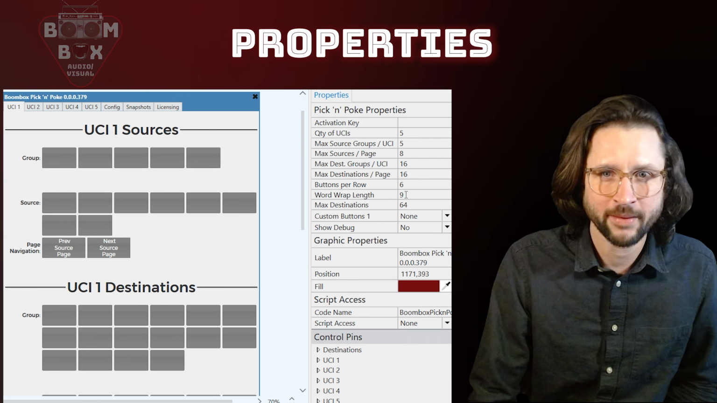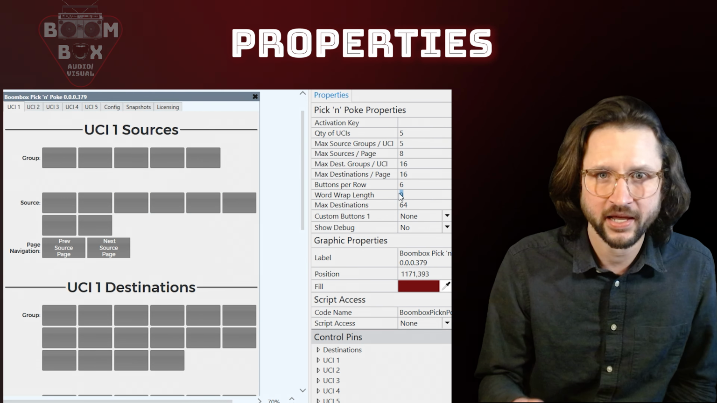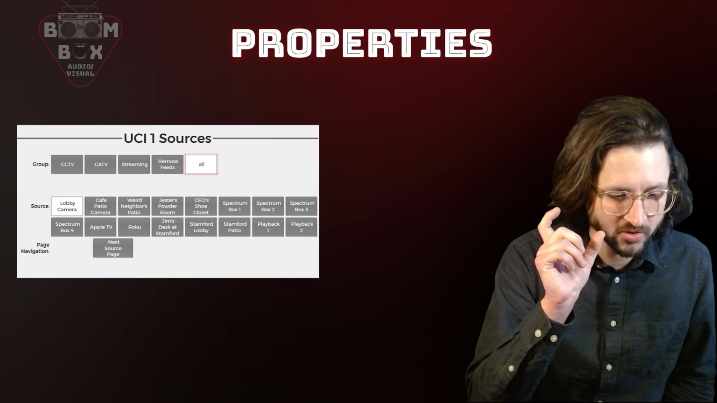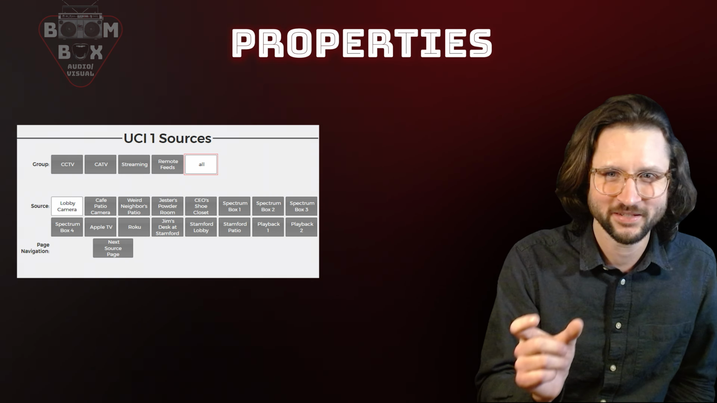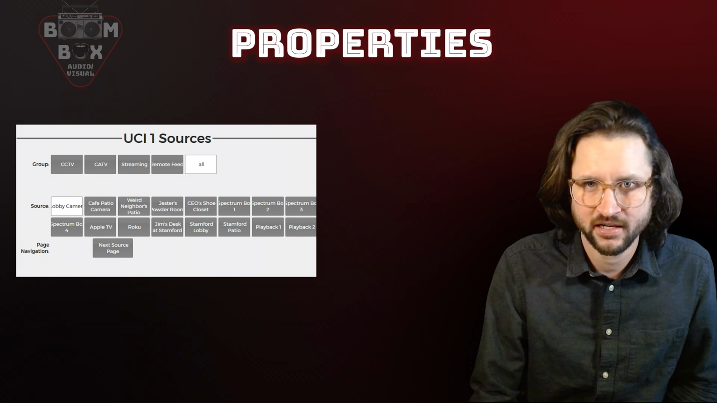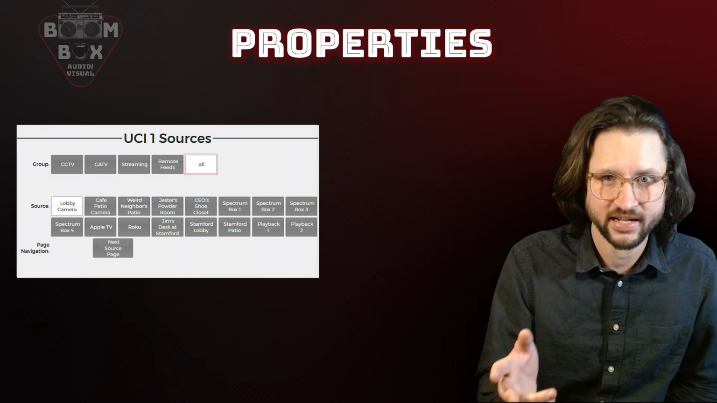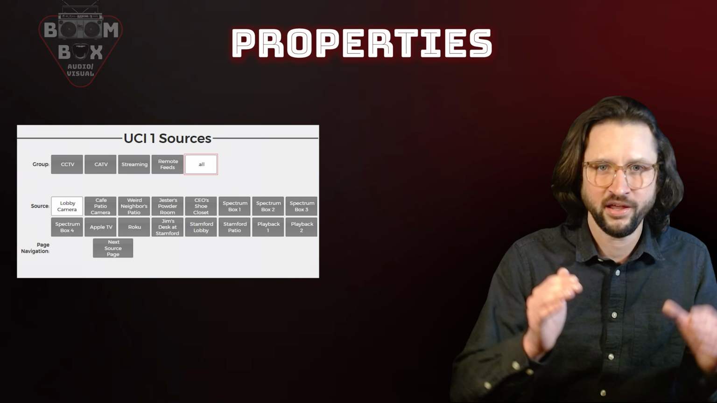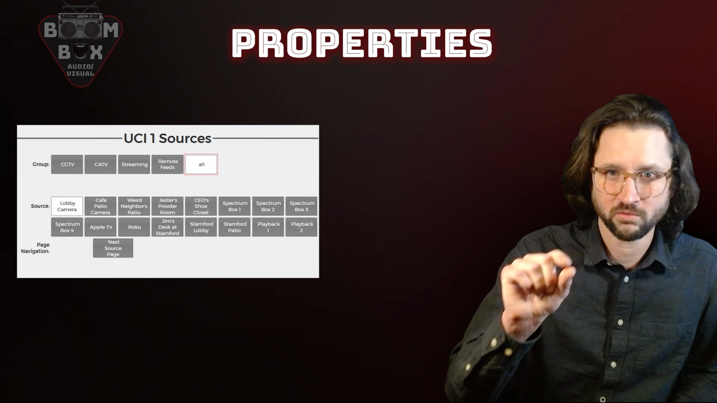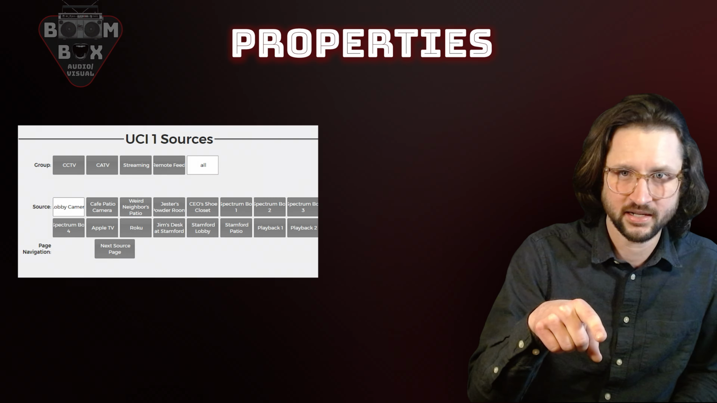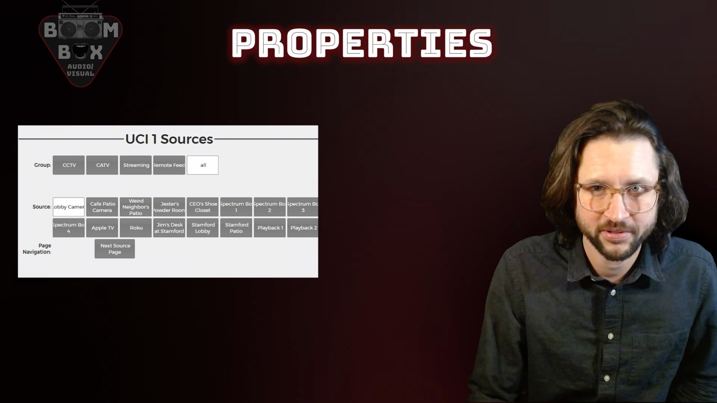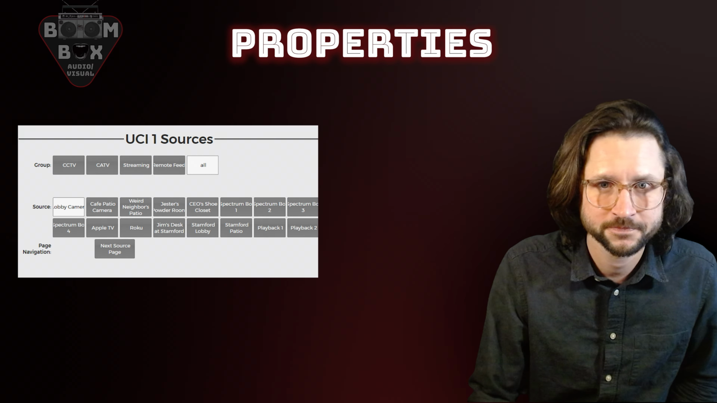Next is the word wrap length for all group and source and destination and status labels. Mostly every button is affected by this word wrap length. And this will need to be set based on your fonts and your UCI design. So basically, whenever a line exceeds this number of characters, it will wrap that line to the nearest white space character, just as we're used to happening in word processors.